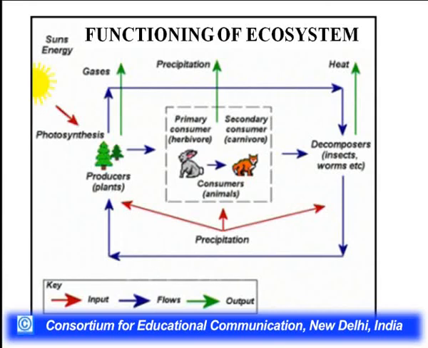Functioning of ecosystem. Functioning of the ecosystem, you can see we have input, we have output. What are the inputs? Input may be photosynthesis, precipitation. Output may be again precipitation, gases, the heat through decomposers, and then we have the producers like a tree, then we have the consumers like different animals, including the primary consumers and the secondary consumers, and then decomposers, the insects, worms, and you can see a cycle, how the functioning interaction between different organisms within an ecosystem.